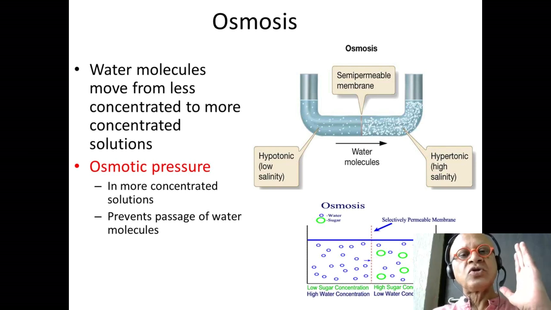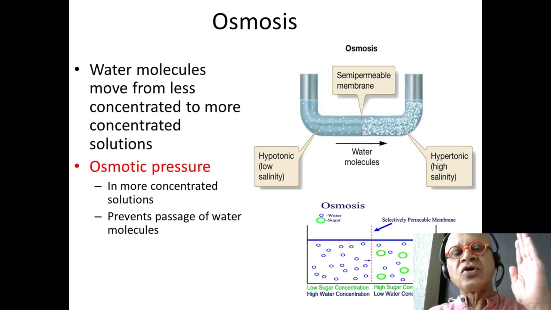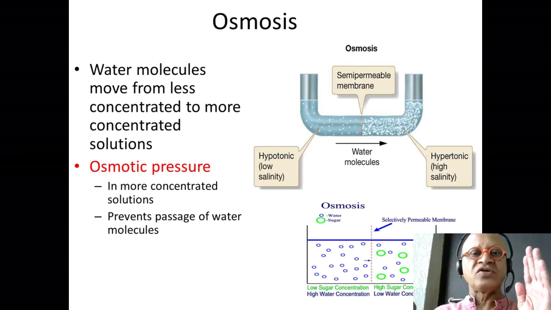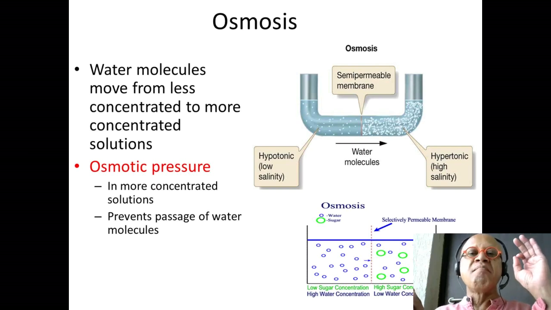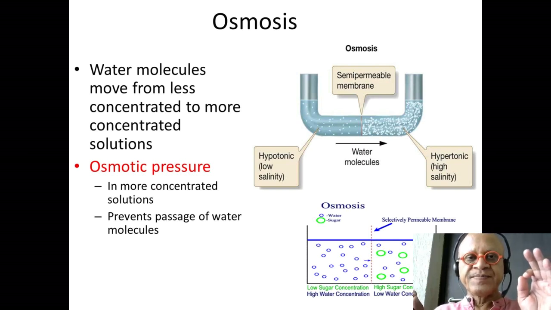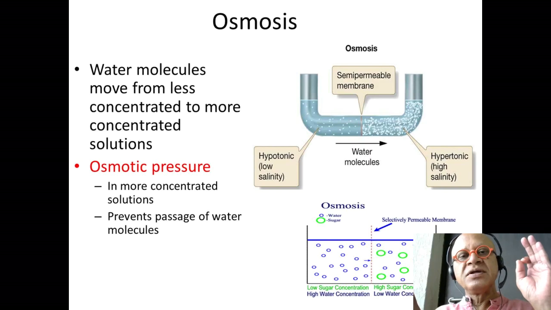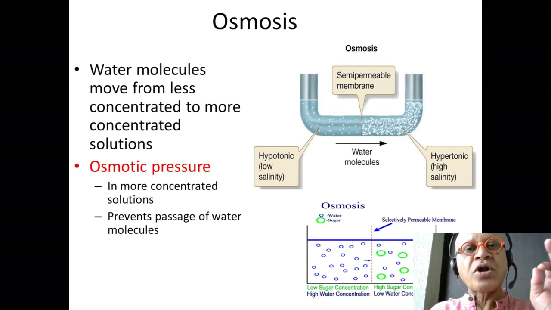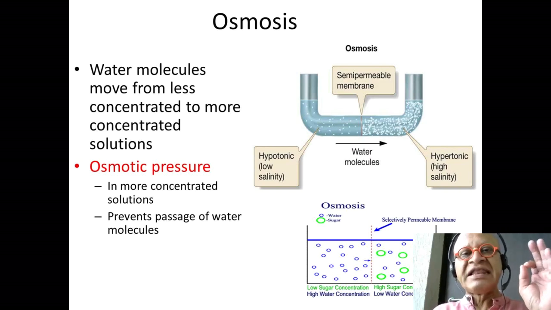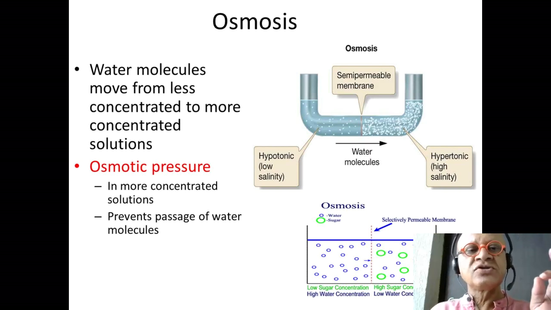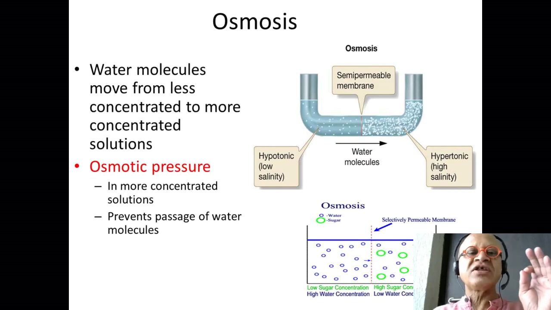So the solution moves from low concentrations of dissolved material to high concentrations. Why? Because there is more water on the side which has low dissolved material than the other side. So hypotonic solution has more water molecules, fewer salt molecules than hypertonic solution. So water molecules move from less concentrated to more concentrated solution.